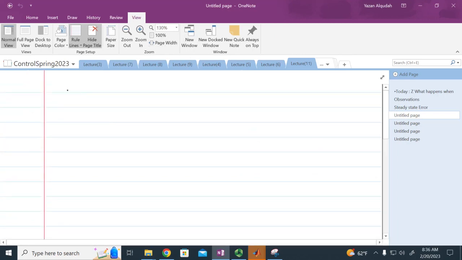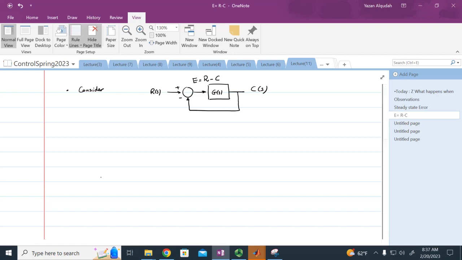So let's look at a typical system with a unity feedback. G of S, R of S, positive, negative, C of S. What is this signal here? It's going to equal the input R minus C, and we call it the error signal. Now it just so happens that this error signal is the error of the system because it's the difference between the input and the output.